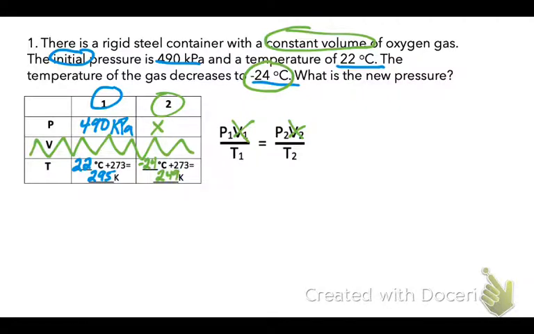Now we're just going to plug this into our equation. So P1 is now going to be 490 over T1, which we said now is 295, equals P2, we do not know. You can leave it as P2, or I'm just going to use X for this video. And then T2 is 249.